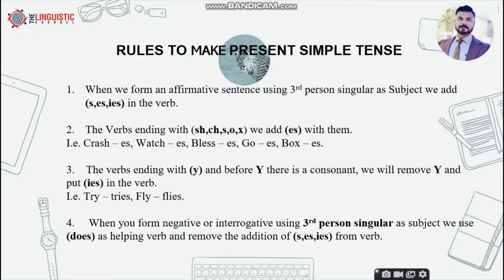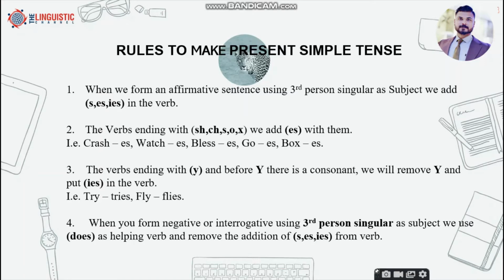So when we form a present simple tense using third-person singular as subject, what we do is we add s, es, and ies in the verb, right? So to make my friends from Pakistan and India understand it clearly, let me tell this in Urdu, or Hindi you call it, right? So keeping it simple, जब हम सादा जुमला third person singular जो कि he, she, it के साथ it होते हैं, उनके साथ बनाएंगे, तो हम verb के अंदर s, es और ies का इजाफा करेंगे.